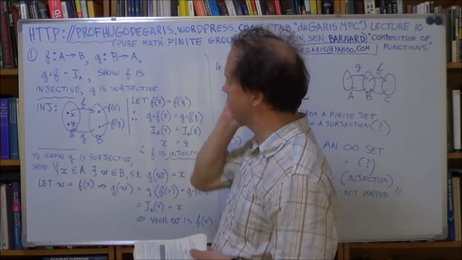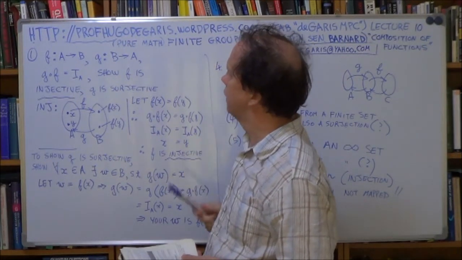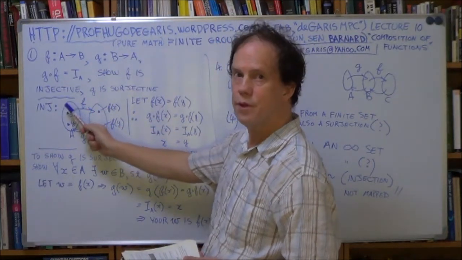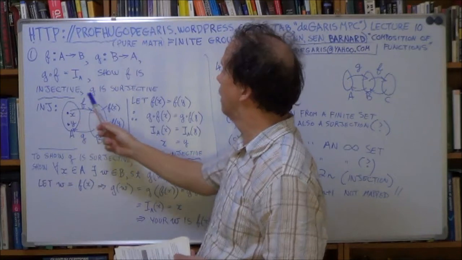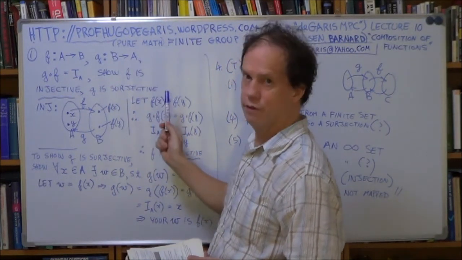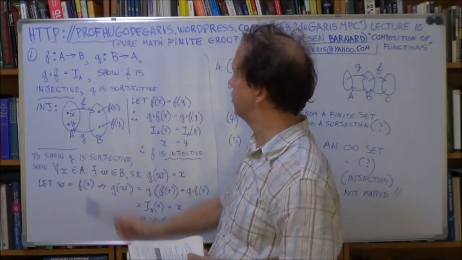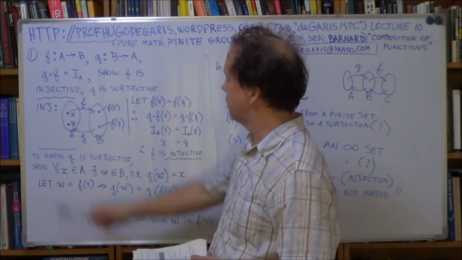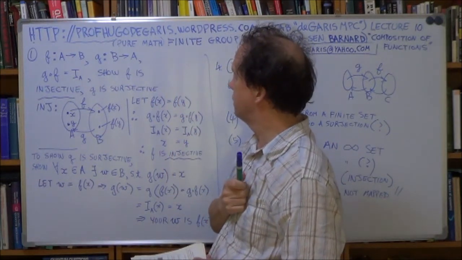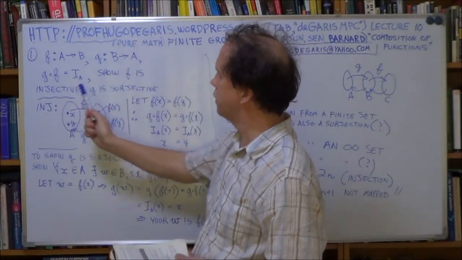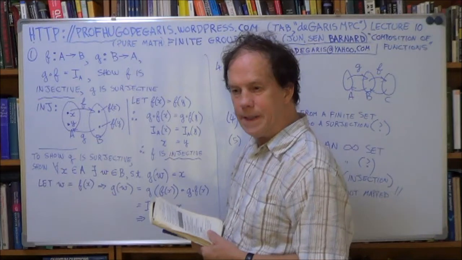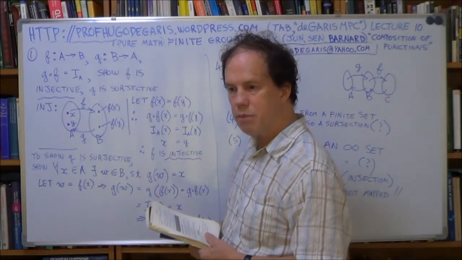And the question is, you're to show 2 things. That F is injective, so F is an injection, and you also have to show that G is surjective. Okay, well, let's do the first one. Show that F is injective. What does injective mean?